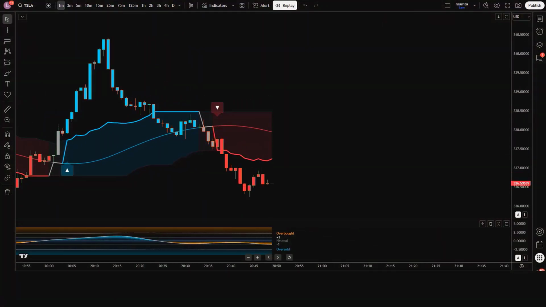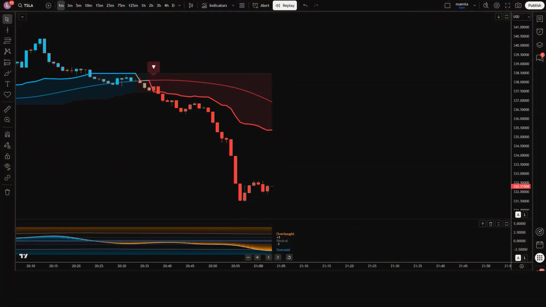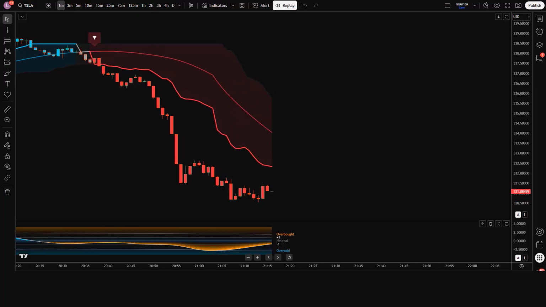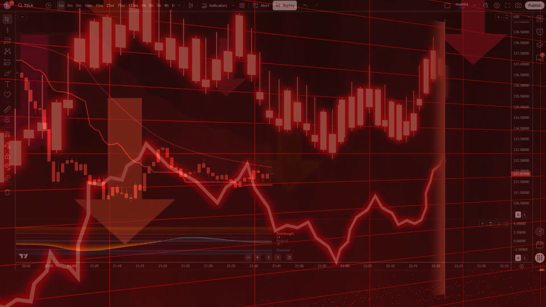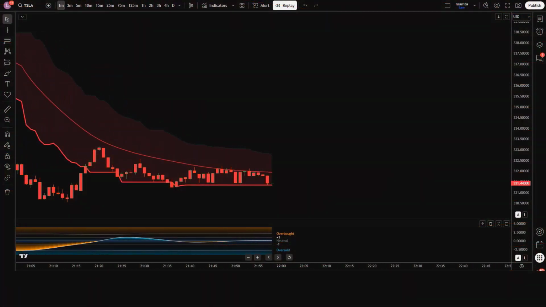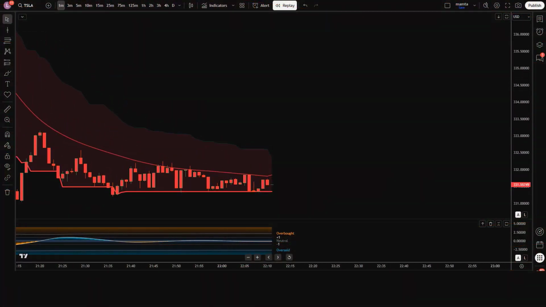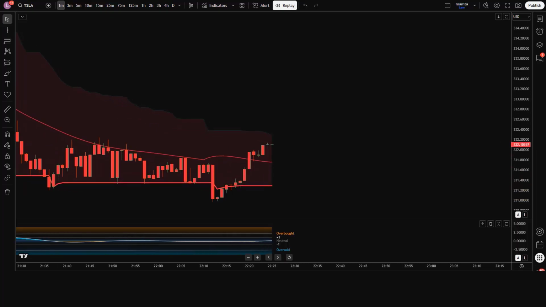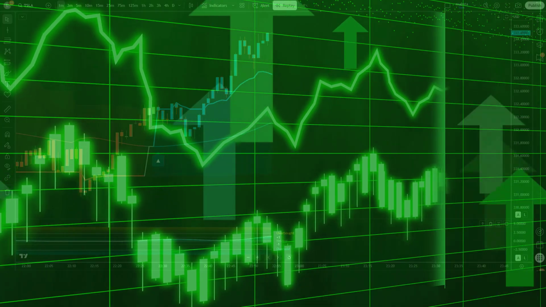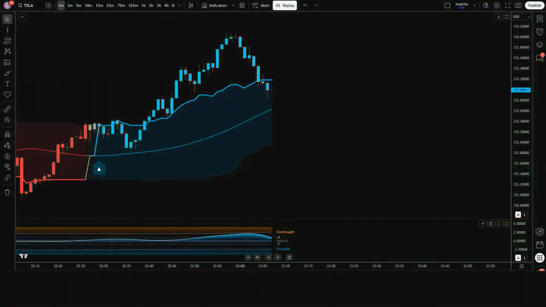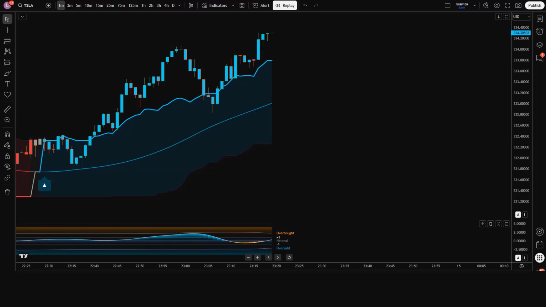If you're looking for a platform that offers incredible tools for traders, you've come to the right place. TradingView is not just a charting tool, it's a community of traders sharing insights and strategies. Today, we're going to explore an unbelievable indicator that can transform your trading experience. This indicator provides perfect buy and sell signals, making it easier than ever to make informed decisions in the market.